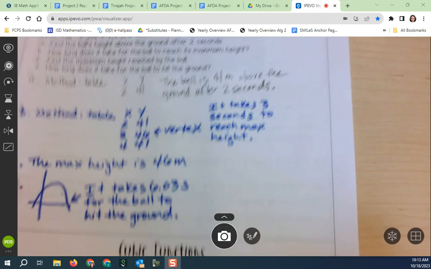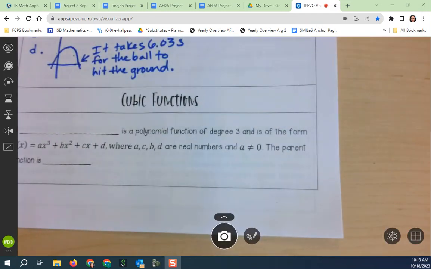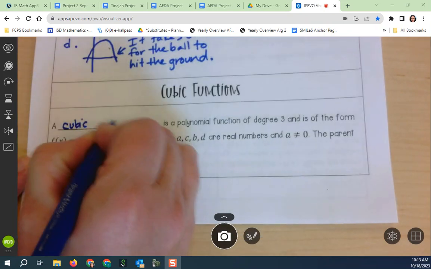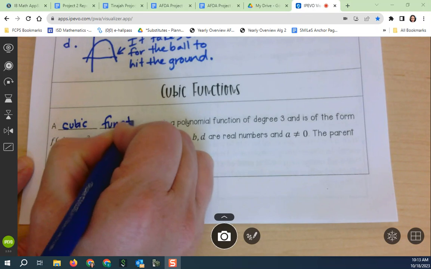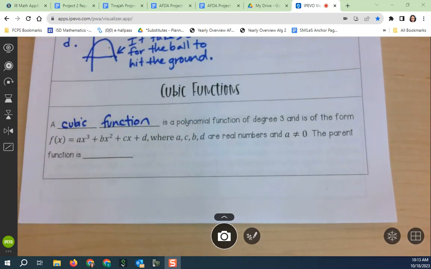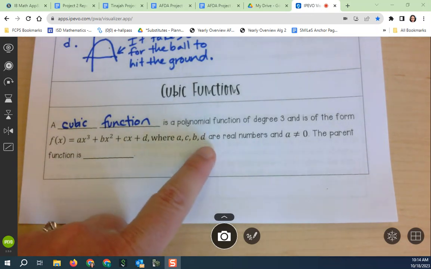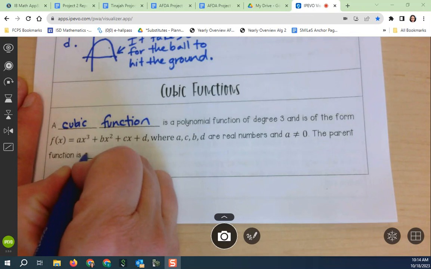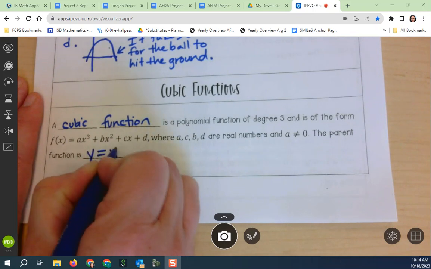All right, cubic functions. A cubic function, that's not really a surprise, is a polynomial function of degree 3. This is the form. A, B, C, and D are real numbers, and A does not equal 0. The parent function is simply y equals x to the third.